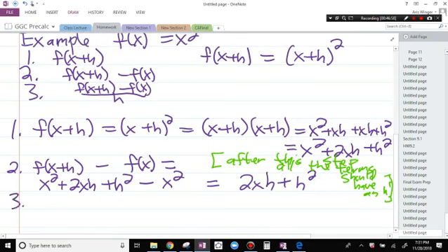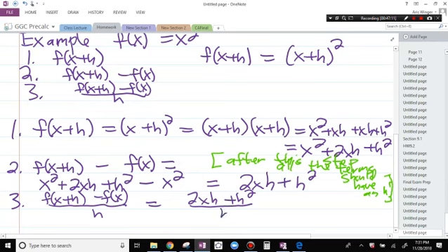And then finally, f of x plus h minus f of x all over h is going to be this: the numerator is going to be the thing from the previous step, all over h. And then the h's divide, and then it's 2x plus h.